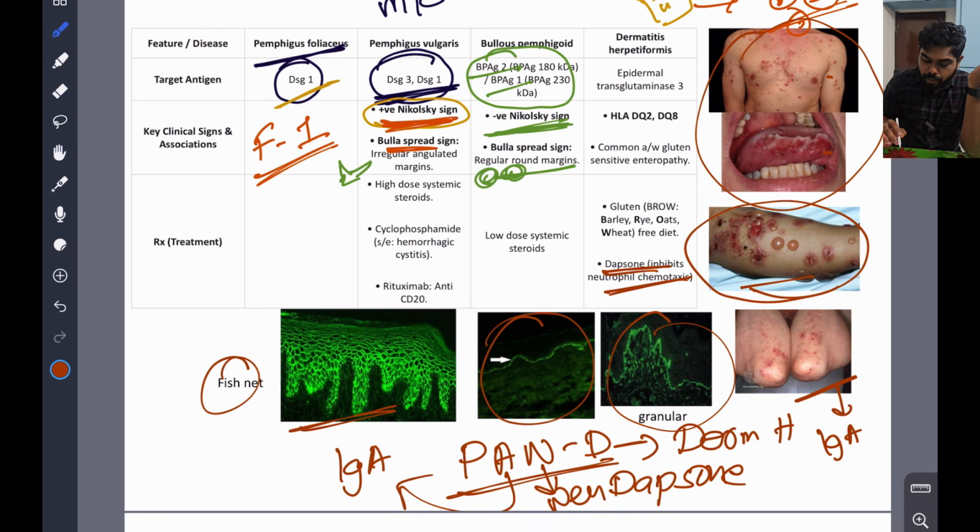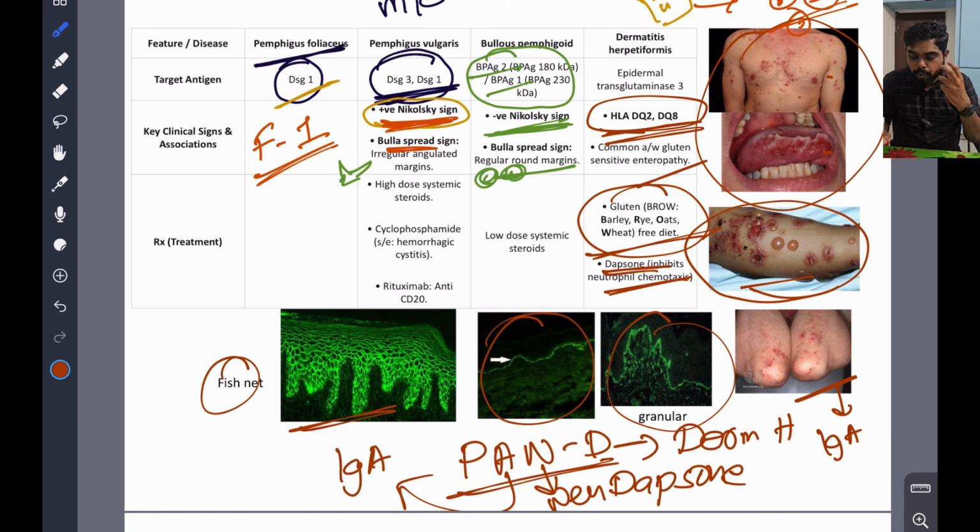And one more thing you have to know is that dermatitis herpetiformis IgA is related to HLA DQ2 and DQ8. HLA association is seen, and you can see gluten sensitivity like celiac disease, gluten, IgA. Here the same IgA, dermatitis herpetiformis. So you have to avoid food like barley, rye, oats, wheat, which are highly rich in gluten.